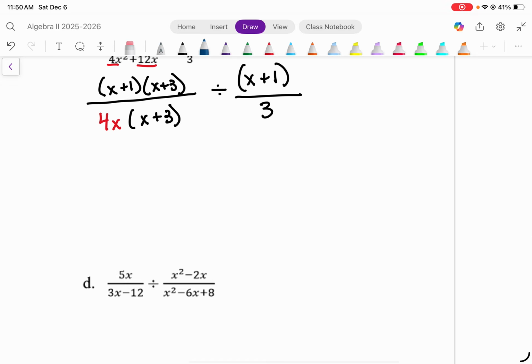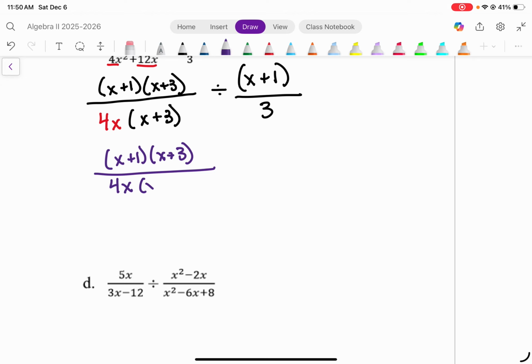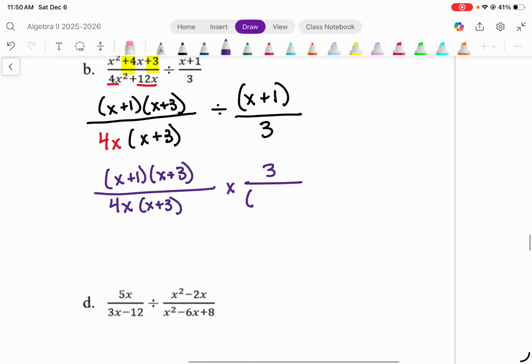So once I factor, then I'm going to do the operation. So this one is division. So I'm going to keep the first fraction the same, x plus 1 times x plus 3, all over 4x times x plus 3. And then I change it to multiplying, and then I flip the second one. So it's going to become 3 over the x plus 1.